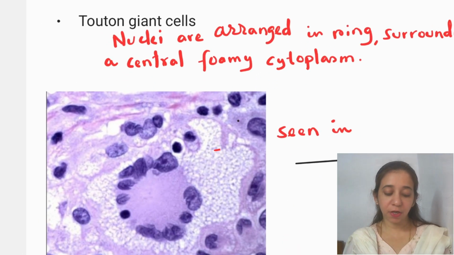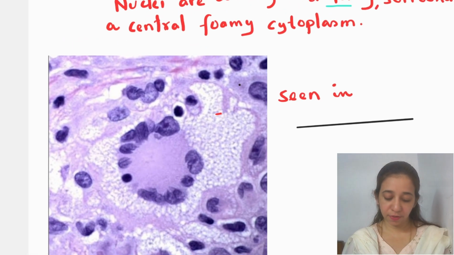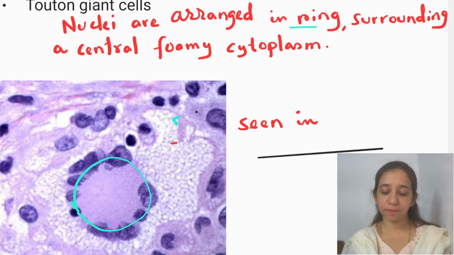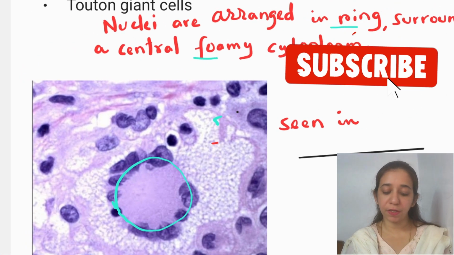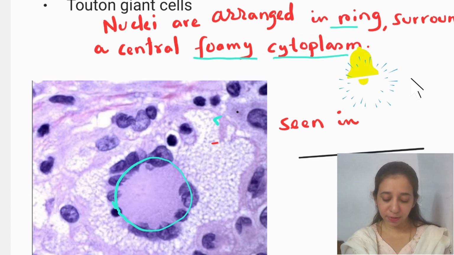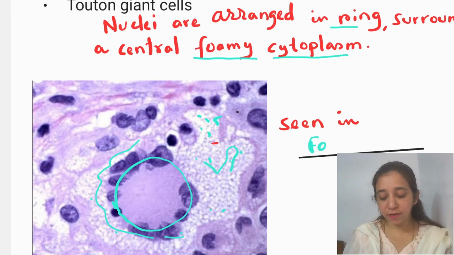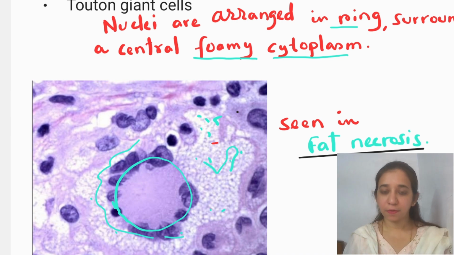Now the next one is the Touton giant cell. The nuclei are arranged in a ring form surrounding a central foamy cytoplasm. Here you can see that this whitish area is the foamy cytoplasm. This is seen in case of any fat necrosis.